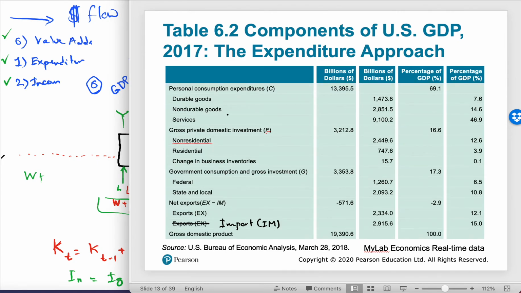And non-durable goods are the food and beverage and things which are immediately consumed. So durable goods stay for more than one period, whereas non-durable goods are over within a period of time. And this is actually nearly $3 trillion in the US economy in 2017. And services are intangible.